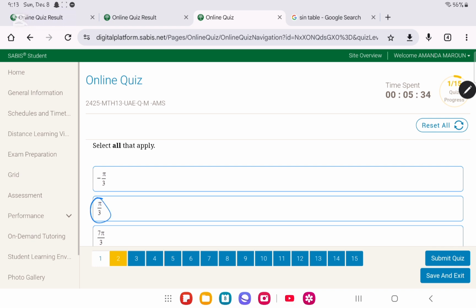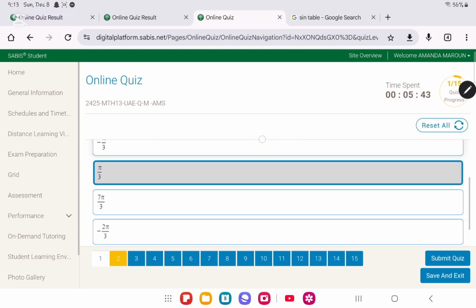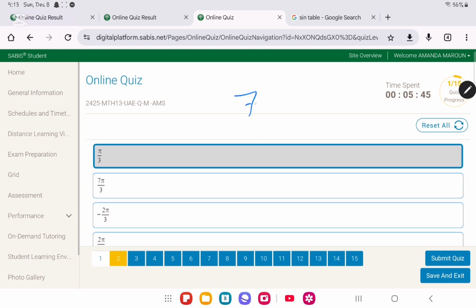Now, in the second part, we substitute pi by 180. 180 divided by 3 gives us 60. So yes, it is a possible answer. We are going to take it. Now, 7 times 180 divided by 3. That leaves us with 7 times 60, which is 420 degrees. But you may be questioning, is this correct?